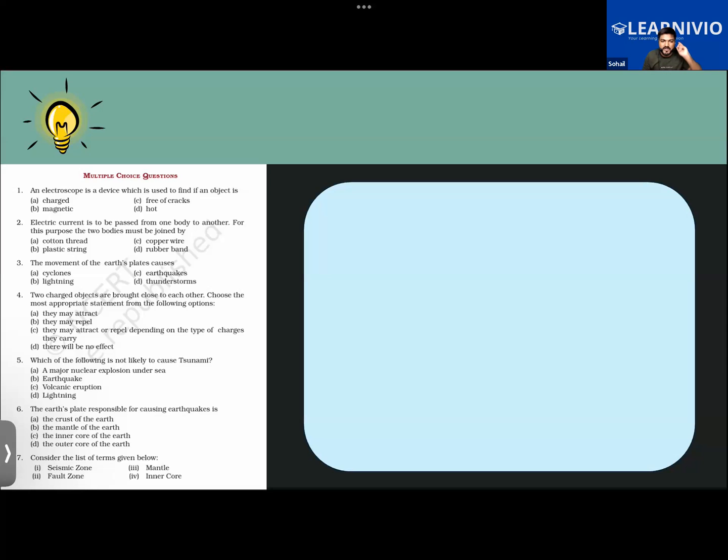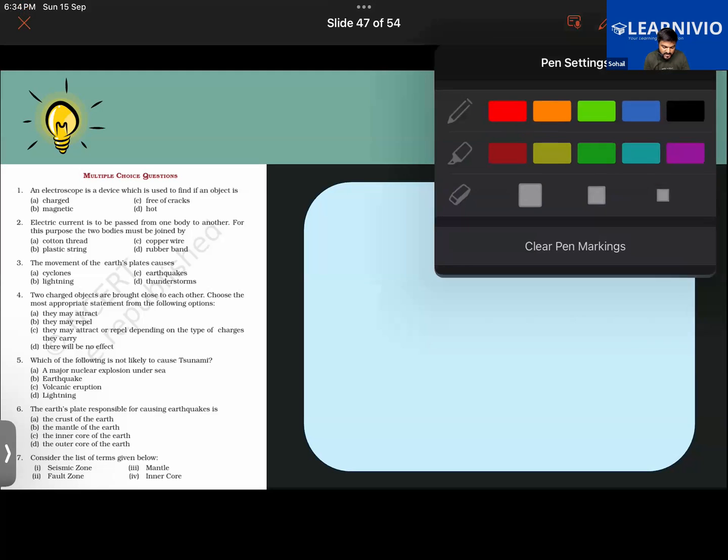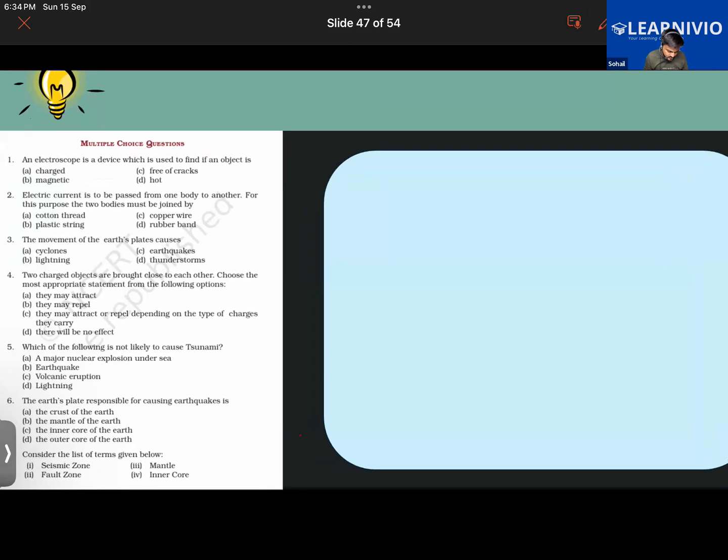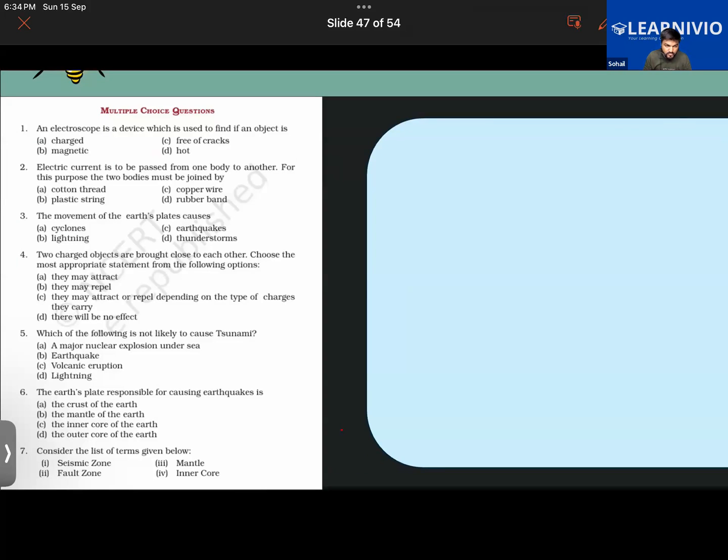The first question says that an electroscope is a device which is used to find if an object is charged or not charged, or does it mean that we have to see whether the given object is magnetic or non-magnetic? Can you zoom it? Yeah, sure. What will be the right answer for the first one? Charge. Charge, no? Okay.